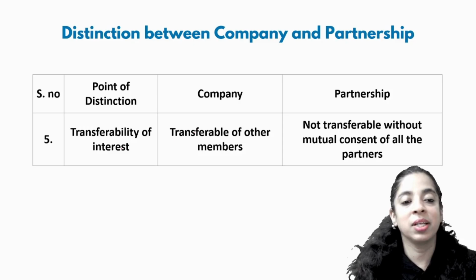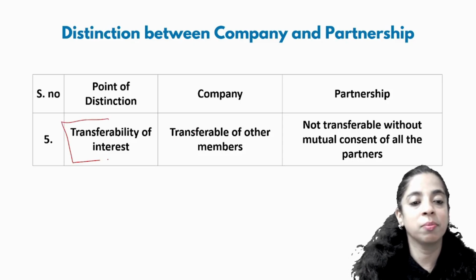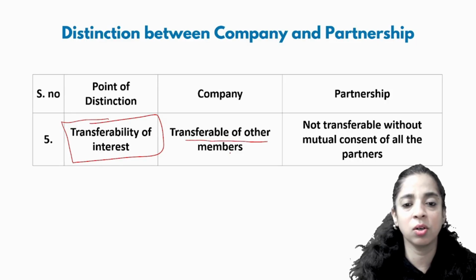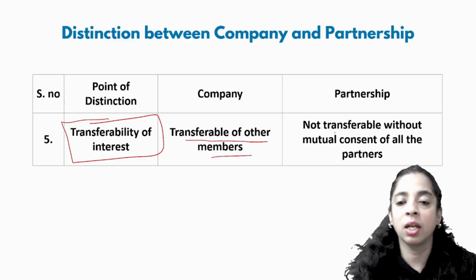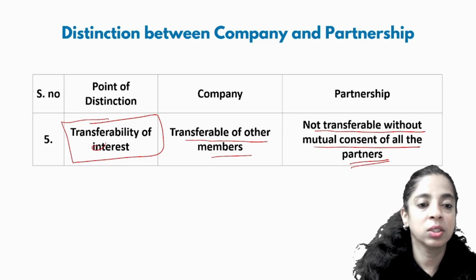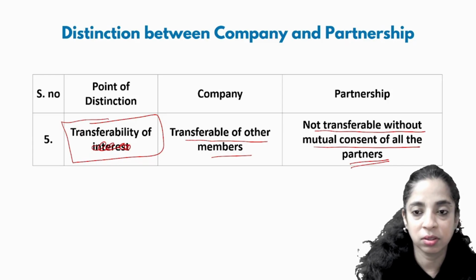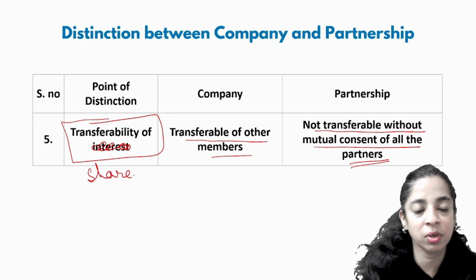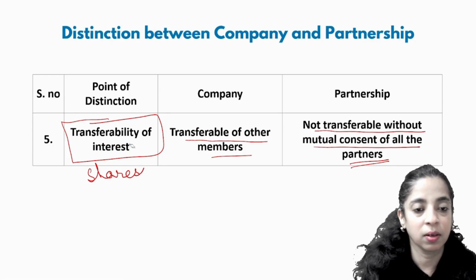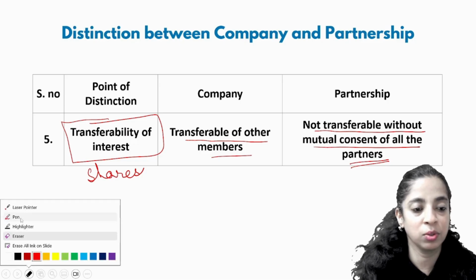In a company, if we talk about transferability of interest, it is transferable to other members. In a partnership, it is not transferable without the mutual consent of all the partners. So it is transferability of interest in the form of shares. Okay, let's go to the next part.